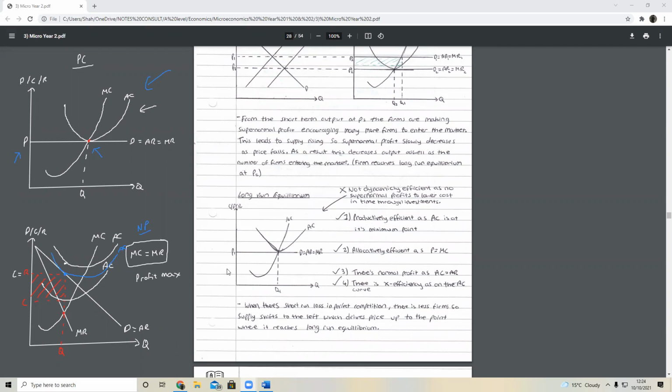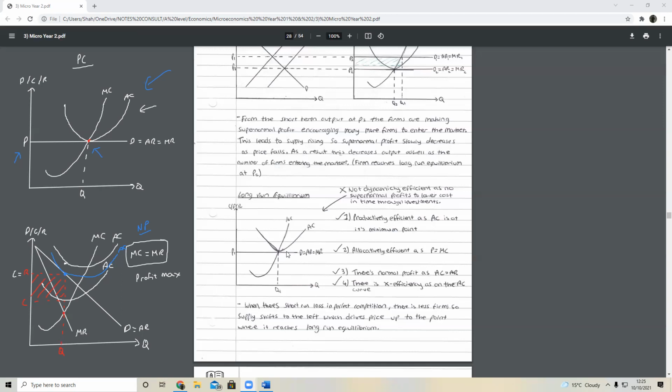We know that this is not dynamically efficient. Why is it not dynamically efficient? Because they're not making any supernormal profits. Exactly. They're not making any supernormal profits for them to lower their costs in the long run through reinvestment. But it has all the other types of efficiencies. Productive efficiency, because it's producing at the minimum point of the average cost curve, isn't it? So it's lowering its cost.